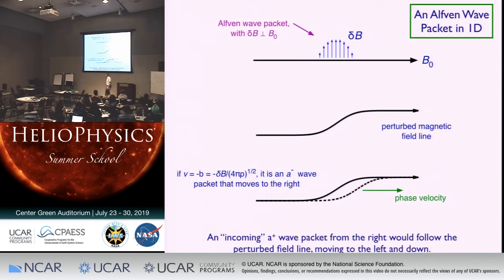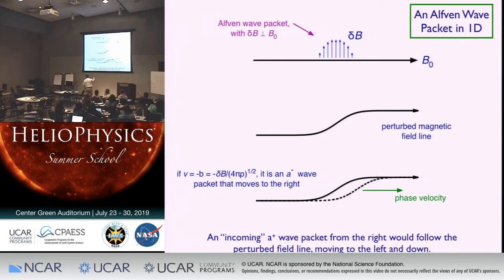So let's think about what a wave packet might look like in MHD. Here we have a magnetic field B naught to the right and a delta B, which is up in this region. Construct the resulting magnetic field lines. One of them is going to look like this, right? Straight. The delta B is limited to this region. Out here, the field line is straight. Out here, it's straight. In between, the magnetic field is angling up and to the right because we have B naught to the right and delta B up. So here's an example of a field line.